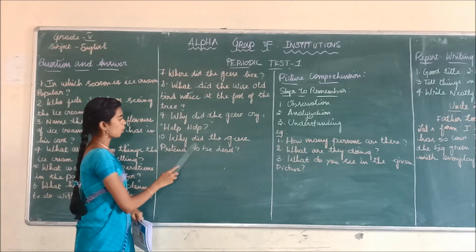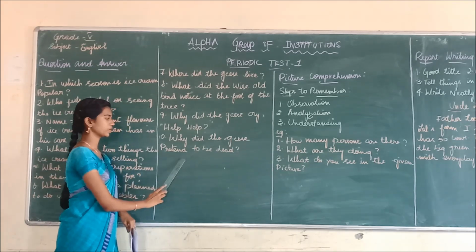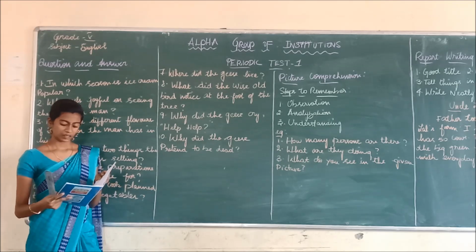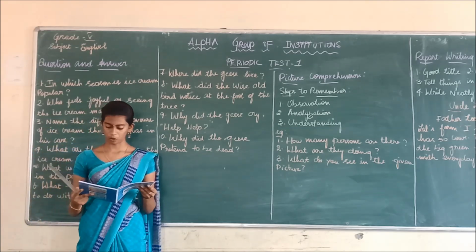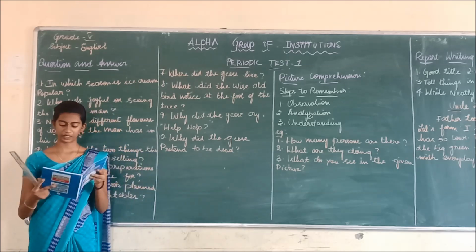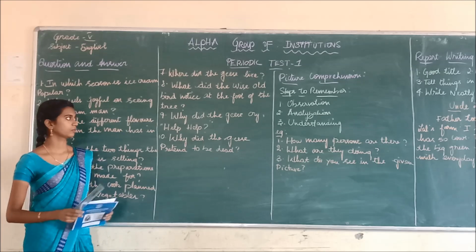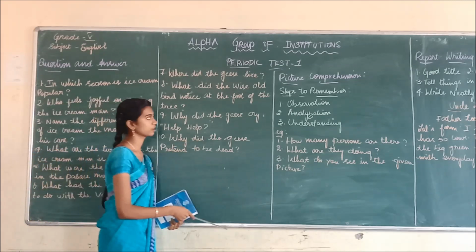Question 10: Why did the geese pretend to be dead? The geese pretended to be dead because the hunter would not harm them. Okay, shall we move on to the next?